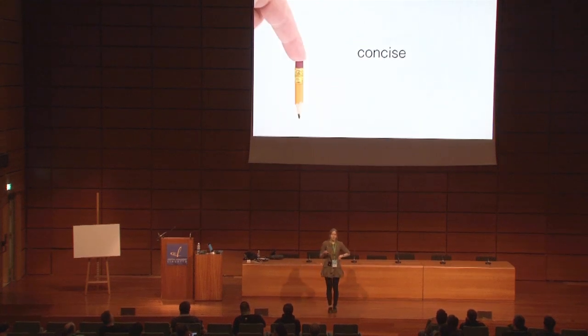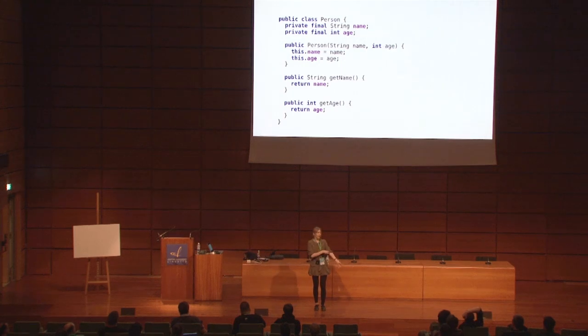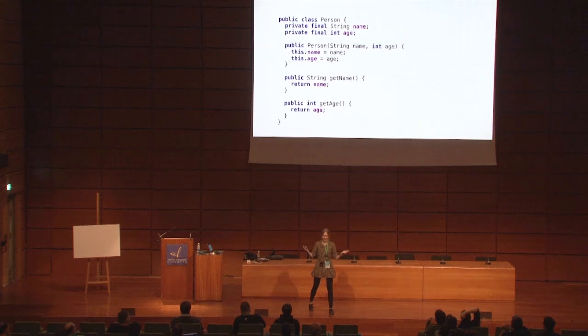Okay, so the first thing: Kotlin is a concise language. I'll show you one example of that. You see here, what's that? Of course, yes, it's Java, for sure. And it's a standard Java data class. It does nothing, it just stores the data.